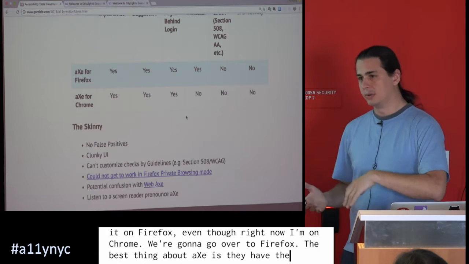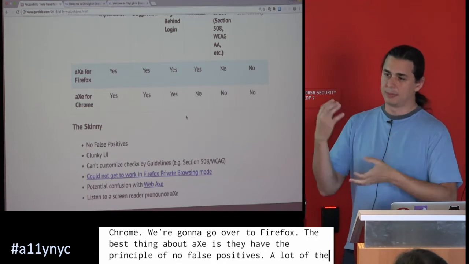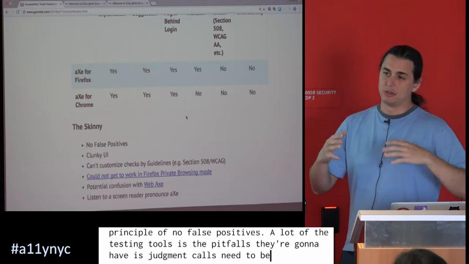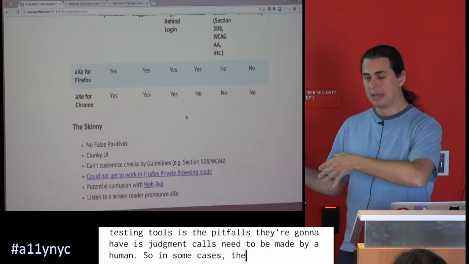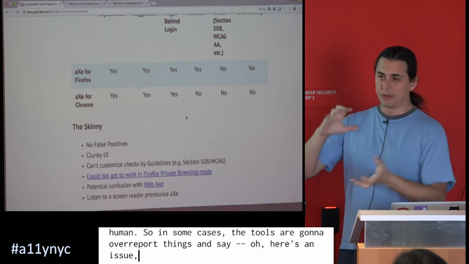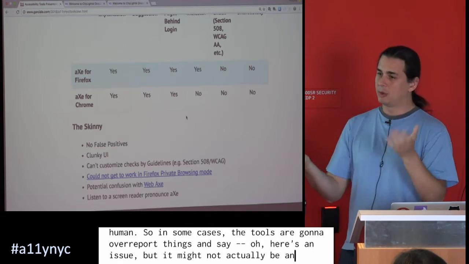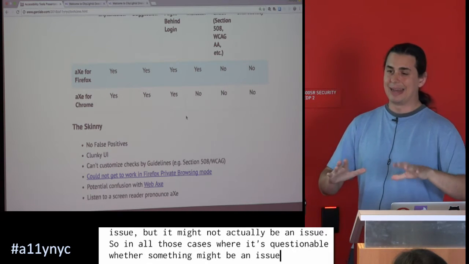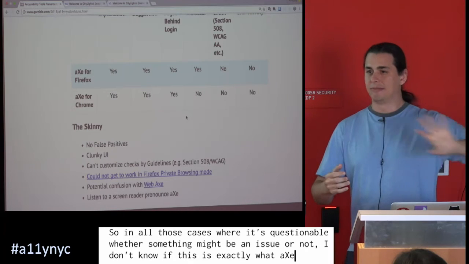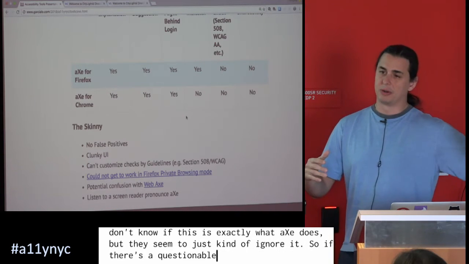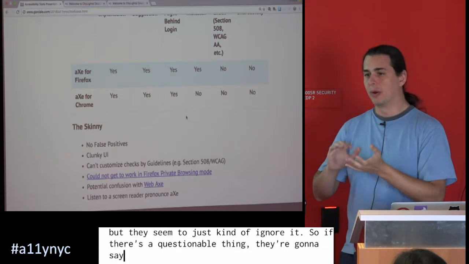So a lot of the testing tools, the pitfalls that they're going to have is that judgment calls need to be made by a human. And so in some cases, the tools are going to over-report things and say, oh, here's an issue, but it might not actually be an issue. So in all those cases where it's questionable whether something might be an issue or not, I don't know if this is exactly what Axe does, but they seem to just ignore it. Right? So if there's a questionable thing, they're saying, we're not even going to question whether or not it's an issue, we're just going to report things that we know are issues.